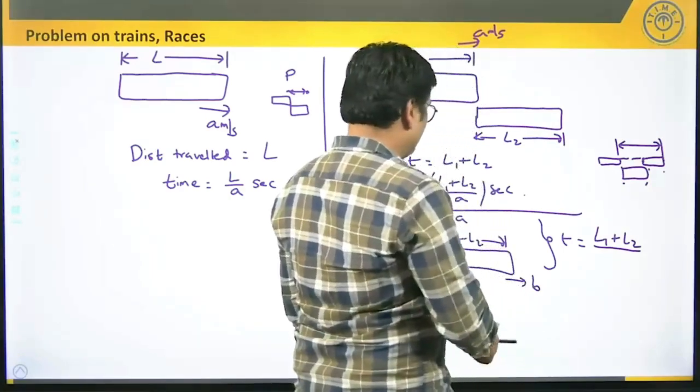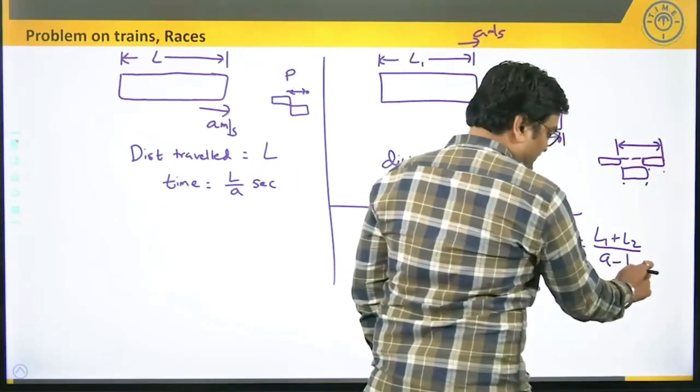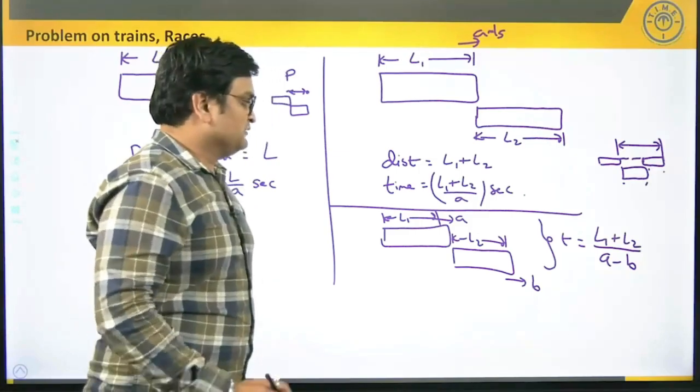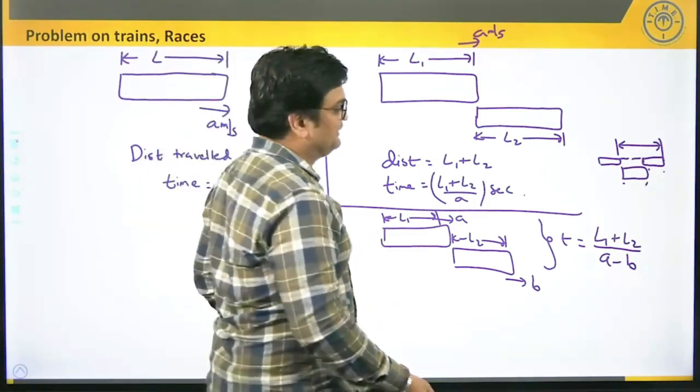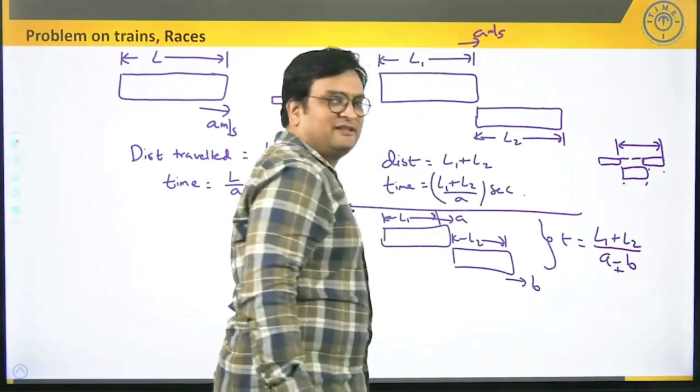So what will be the relative speed of A with respect to B? They are moving in the same direction, so A minus B. So many seconds. Similarly, if they are moving in opposite directions, this minus will become plus. That's the only difference that we have.